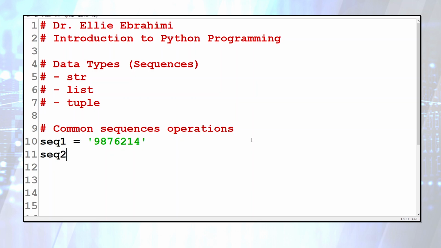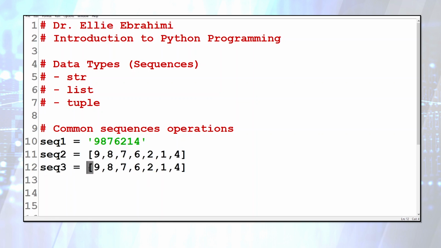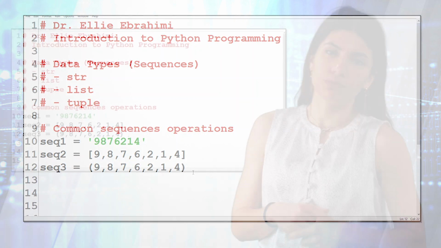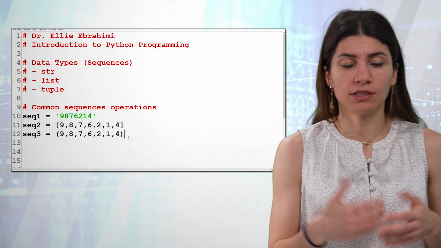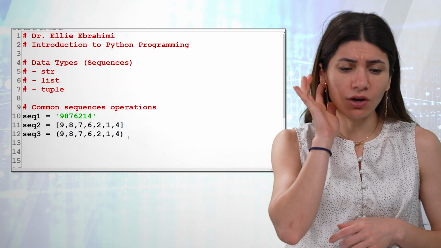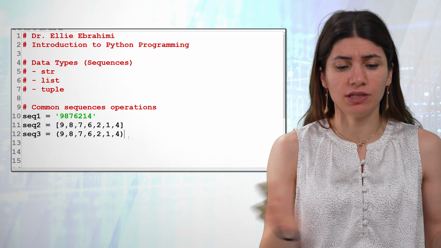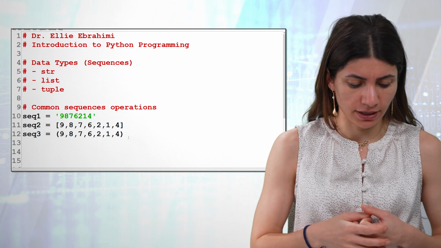And then in my sequence 2, I'm going to create a list of all of these numbers. So I'm going to copy that and put a comma between them to create my list. And then I'm going to copy this one, make this one sequence 3, and change the brackets to parentheses. So now I have three data types that are type sequences. I have a string, I have a list, and I have a tuple. They're all holding the same values. Again, your values could be different, and that is totally fine.